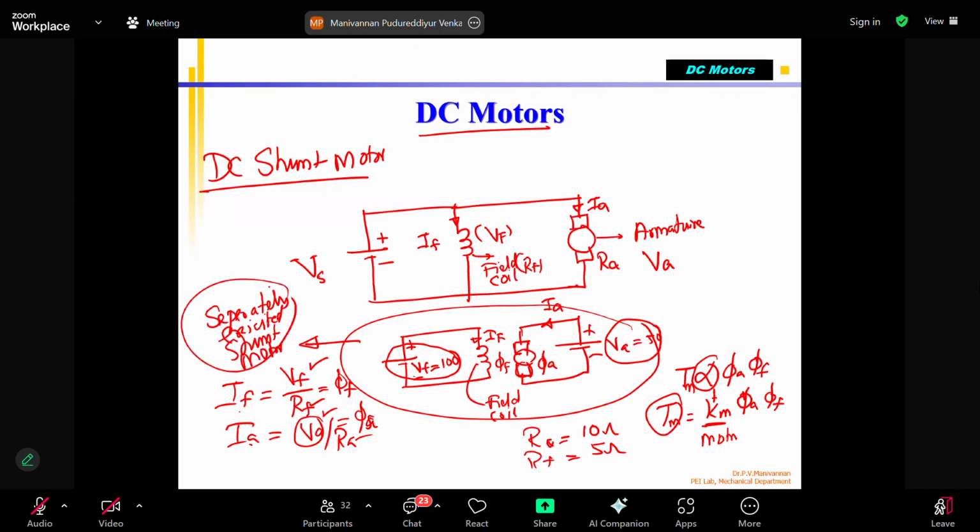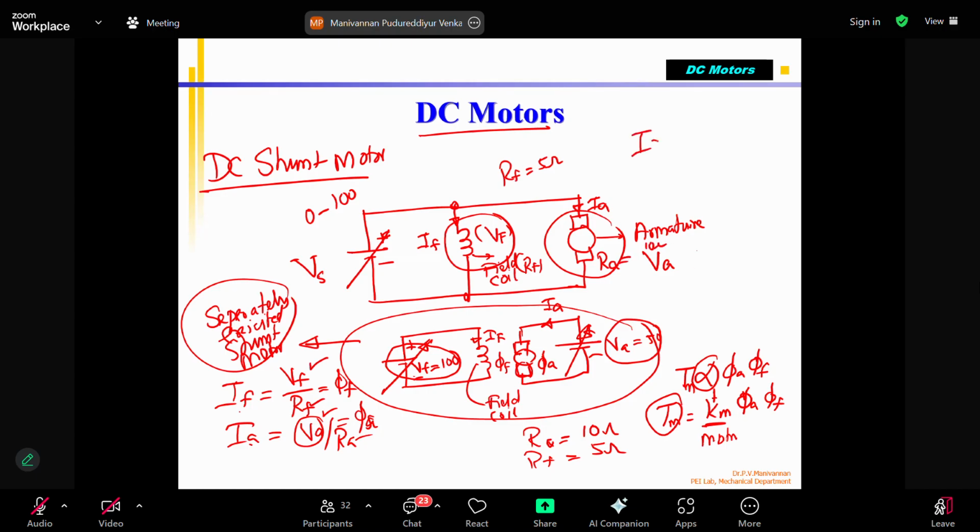One advantage is I can vary VA, VF independently or together. Finally, I can control the torque of the motor. But in this case, if I vary V, a single power supply, for example 0 to 100 volts, the same voltage is applied across both the coils, the field coil and the armature coil. Say my RF equals 5 ohms and RA equals 10 ohms.